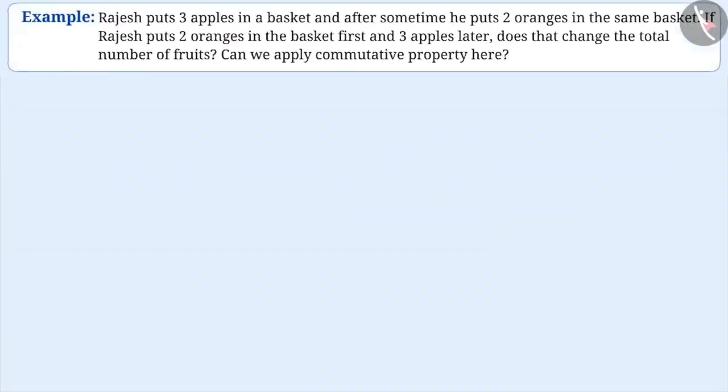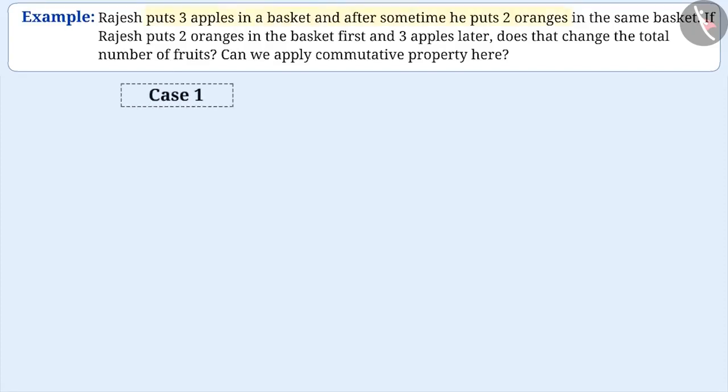Rajesh keeps 3 apples in a basket, and after some time he keeps 2 oranges in the same basket. If Rajesh keeps 2 oranges in the basket first and 3 apples later, does that change the total number of fruits? Can we apply commutative property here?